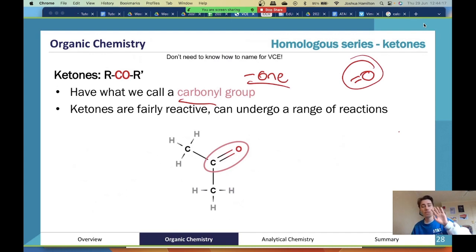They're always secondary, and they end in -one. You do need to know that they end in -one because you may get a question that says pentan-one, and you need to identify that it's a ketone.